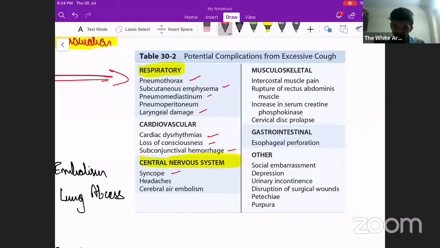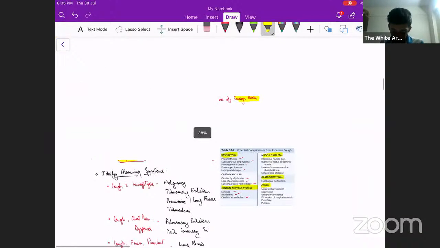It can cause vagal stimulation. It can cause headaches. Any cerebral air embolism can take place. Musculoskeletal complications, GIT complications, and certain other complications. So these are the complications which you can ask for if there is excessive cough. Okay, so this is a part of your history.